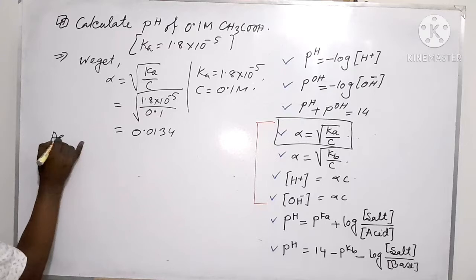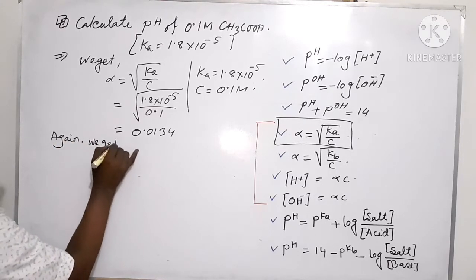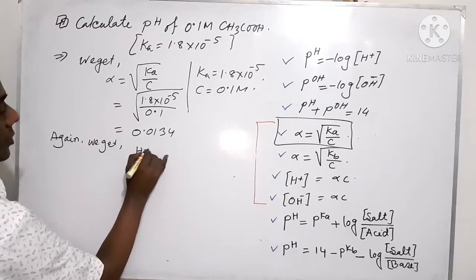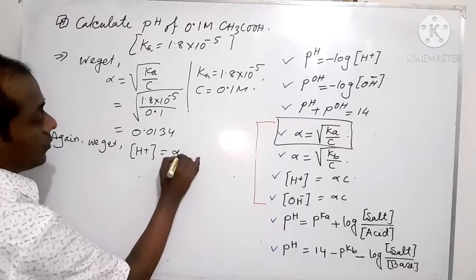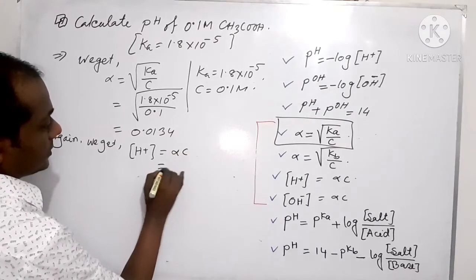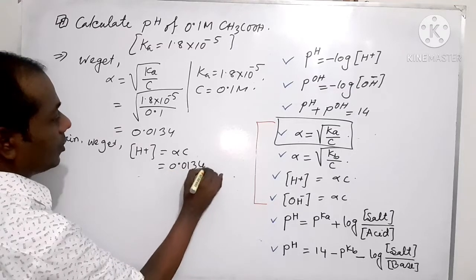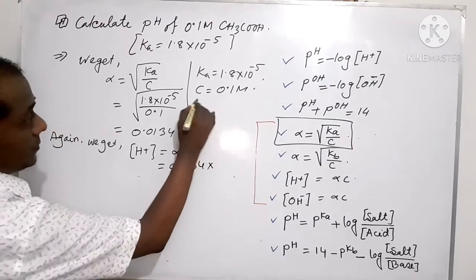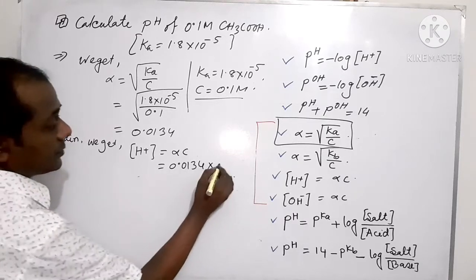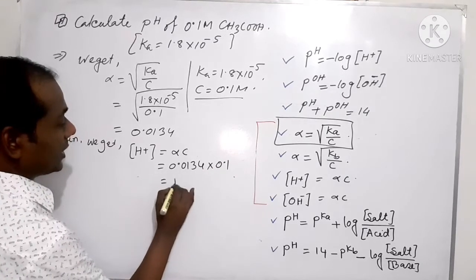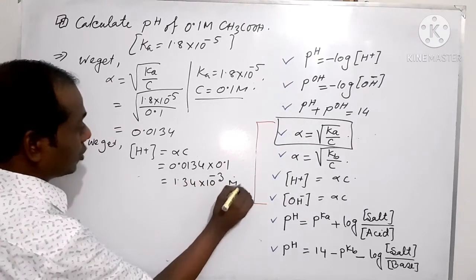Again, we get the molar concentration of hydrogen ion for a weak acid, that is alpha C, and the value of alpha is 0.0134 into the concentration of the given solution, 0.1 molar, that means 0.1, and we get 1.34 into 10 to the power minus 3 molar.